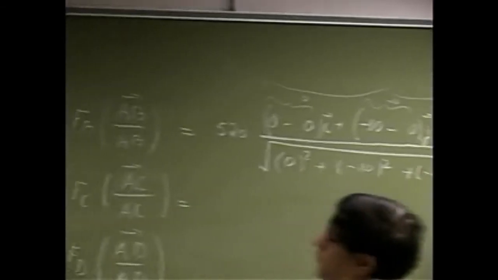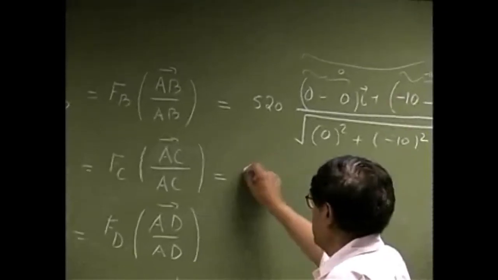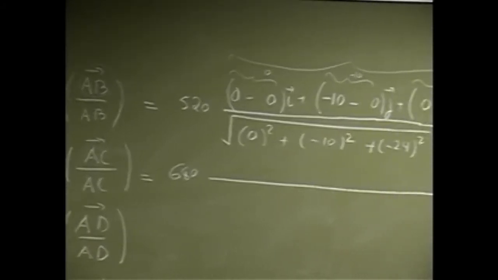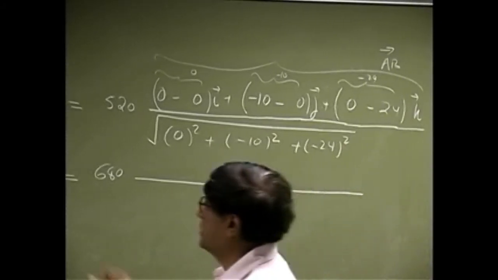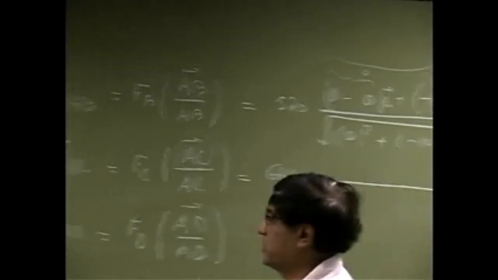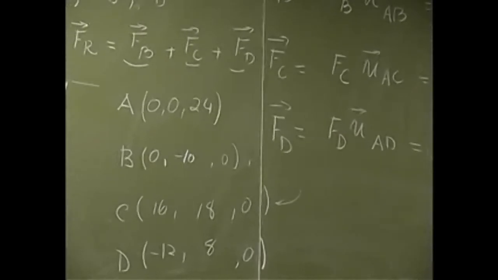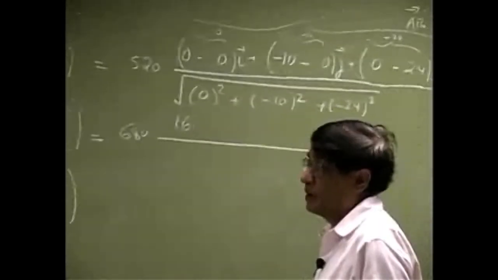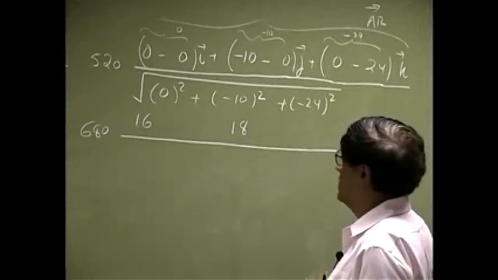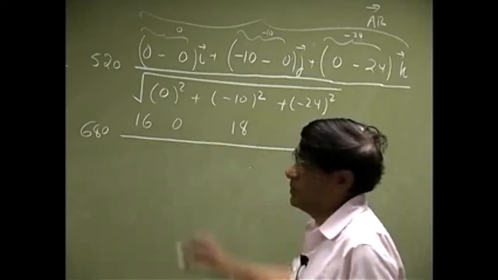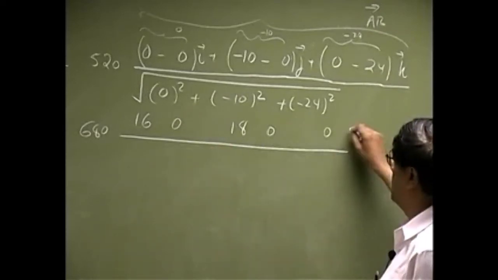Then you're going to do the same thing for C. So the magnitude is 680. We need the position vector AC. Now to find AC, you're going to look at the coordinates of C first, because C is the tip. So I could write 16, 18, and a 0. So those are the coordinates of point C. Then you write the coordinates of A. You have a 0, then another 0, and 24.